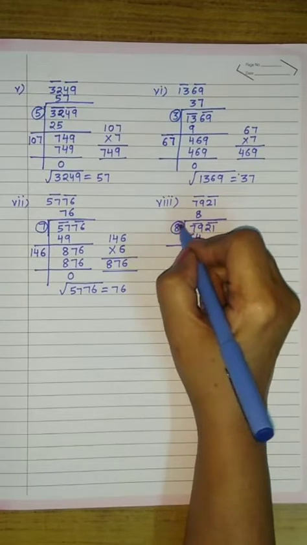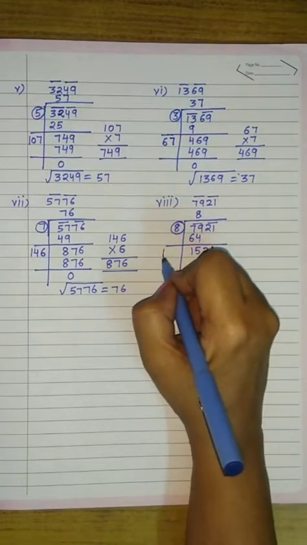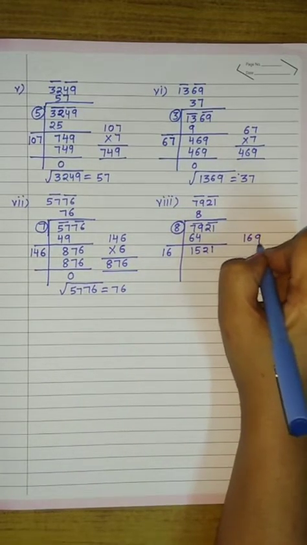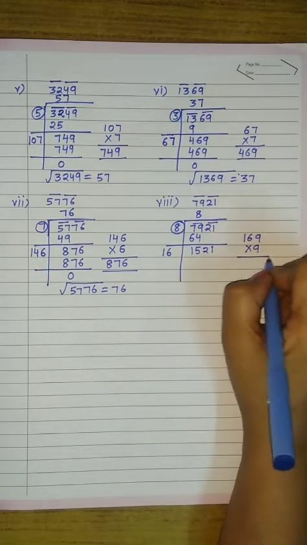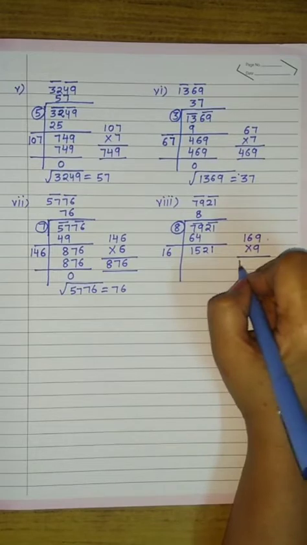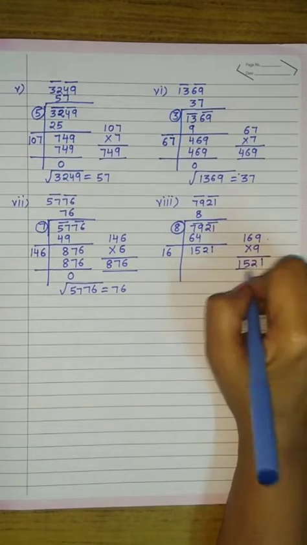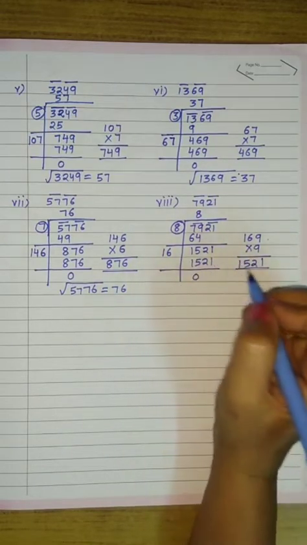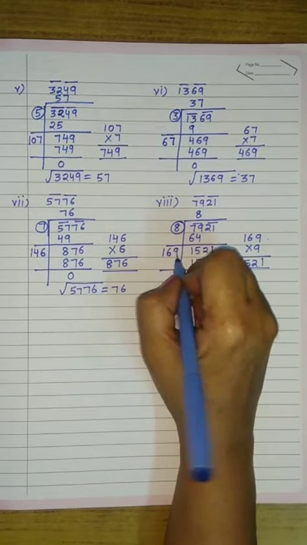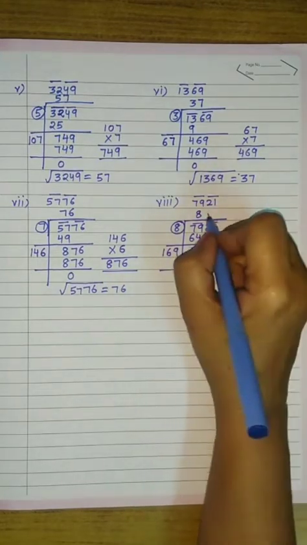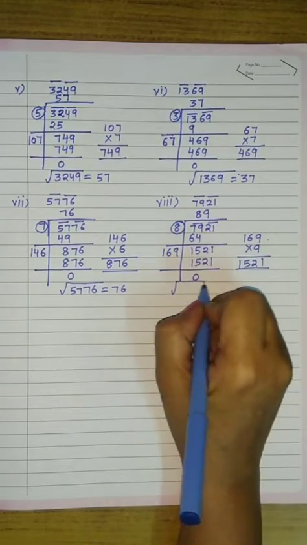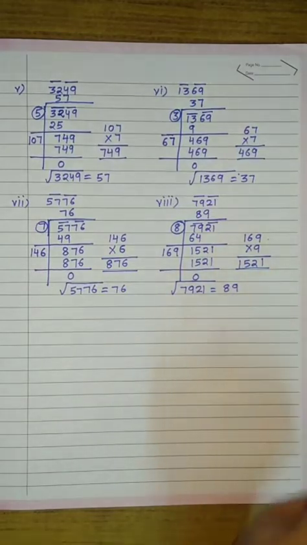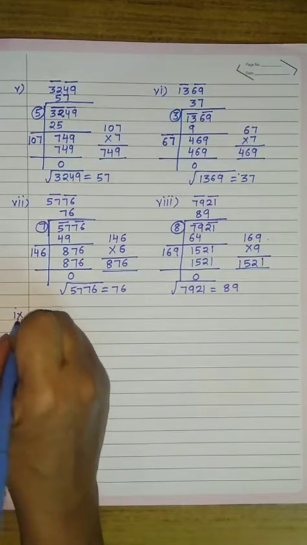Now double the divisor, 8 2s are 16. So after 16, I have to write a number which on multiplying itself gives a number equal to the dividend, that is 9. So 169 into 9 will give us 1521, which is equal to our new dividend. So our remainder will be 0. So I will write 9 after 16 in the divisor as well as in the quotient. So the square root of 7921 is equal to 89.